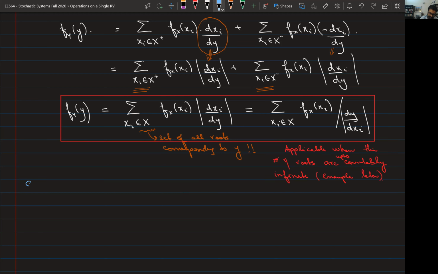So let's do a simpler example first. And let's just try to apply that formula, right? And this once again is y equals x squared. Right? So we say कि for a given y, there are two roots.